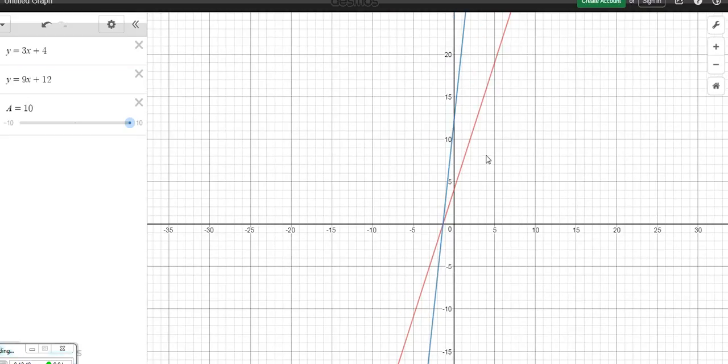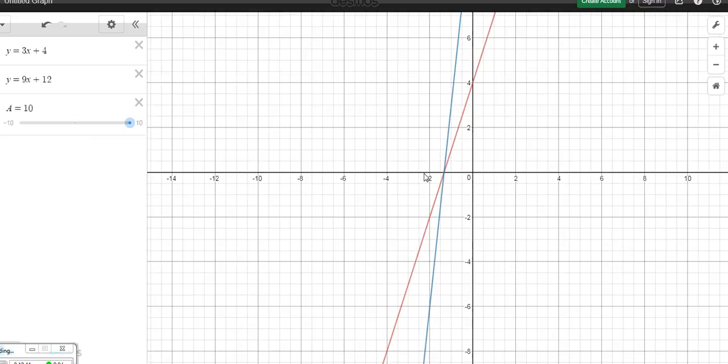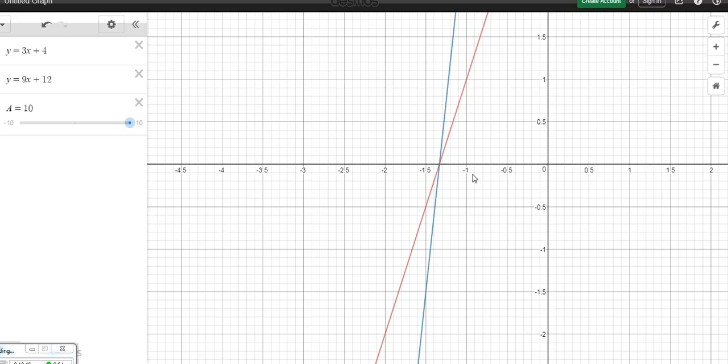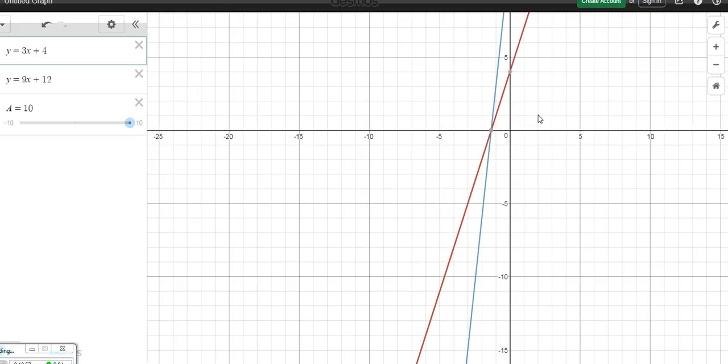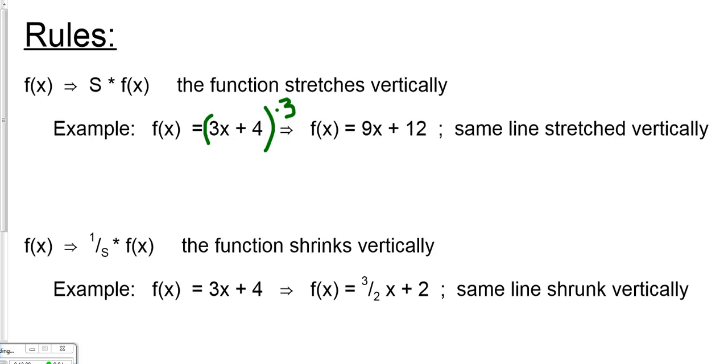So the whole thing got stretched vertically. There isn't necessarily always going to be a point around where it is stretched. I think for the most part you can usually consider the x-intercept is kind of where everything is centering at, but then everything was stretched vertically. So instead of going just up so much, it goes up a lot. Instead of going down so much, it goes down a lot. Everything was stretched vertically from this x-intercept.